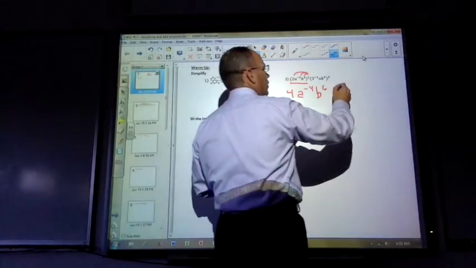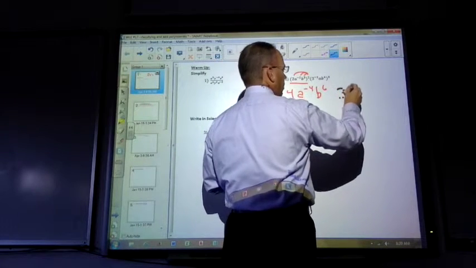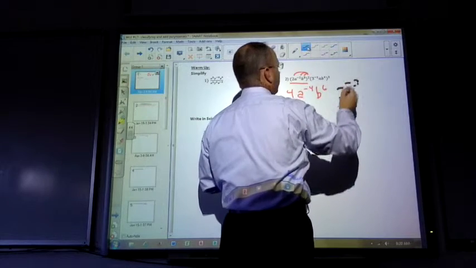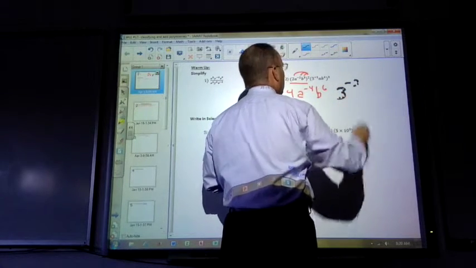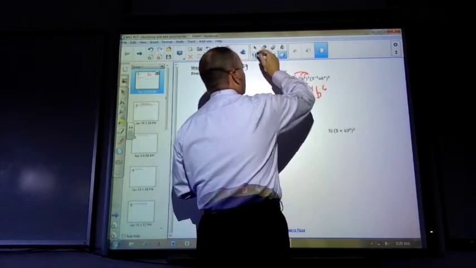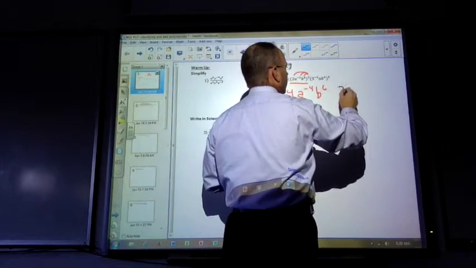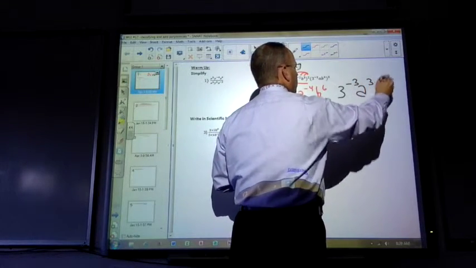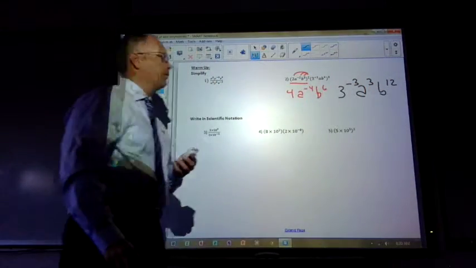So I'm going to get 3 to the negative 3. Whoa, that's kind of weird. Okay, so 3 to the negative 3, A to the 3rd, B to the 12th. I like it so far.